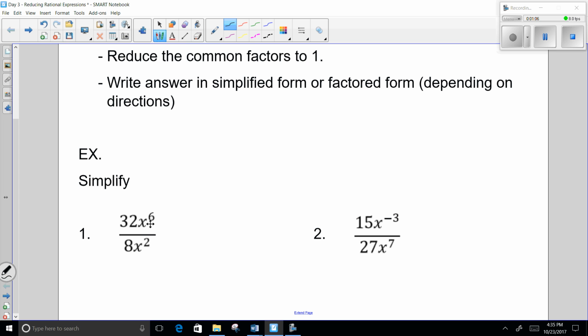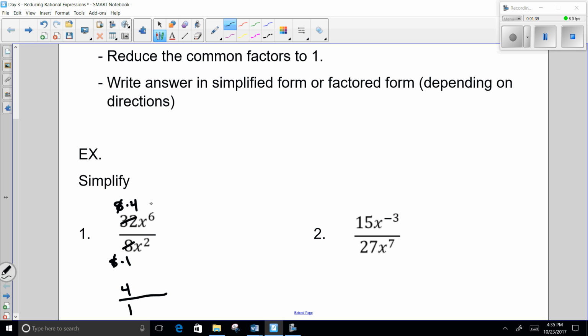So the first couple of examples, these are rational expressions. These are also going to be very similar to our exponent rules. So 32 and 8, what do 32 and 8 have in common? You can write 32 as 8 times 4. You can write 8 as 8 times 1. They both have a factor of 8. So I can reduce those to a 1, which is going to be left as 4 over 1.